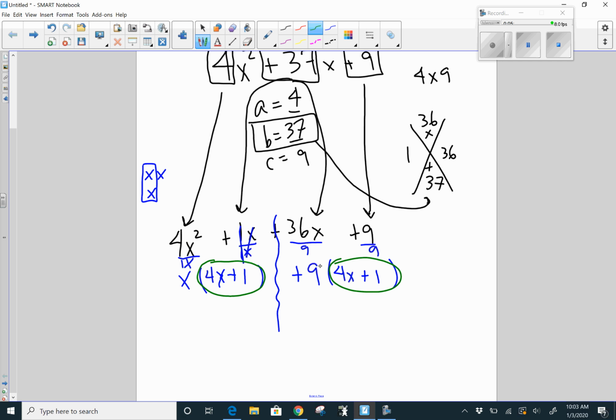these things right here are the same, right? 4x plus 1, 4x plus 1. That's always going to happen with the AC method. So what you do is you just write it once. 4x plus 1. So if you take away the 4x plus 1 here, what's left? There's an x. If you take away the 4x plus 1 here, what's left? There's a plus 9. So that's what goes in the second bubble.